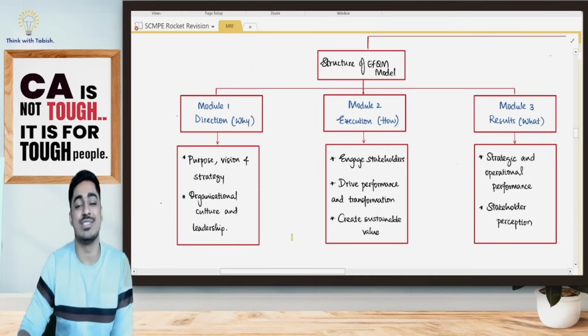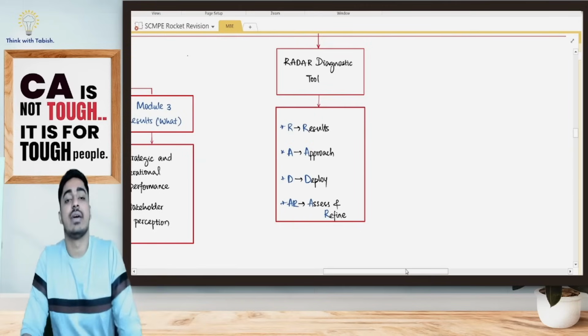Again, we had given you a very interesting song to remember the EFQM model. I hope you guys remember it. Yes or no? So now, RADAR, a diagnostic tool.